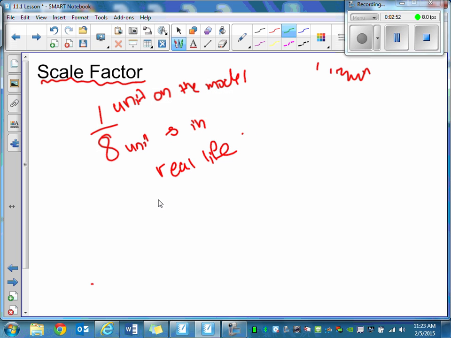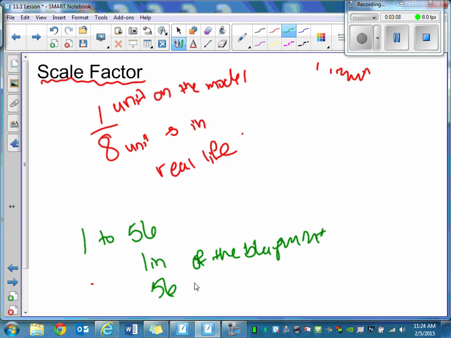Another example, maybe they told you this way: 1 to 56. So maybe for every 1 inch on the blueprint, that represents 56 inches of the real house.